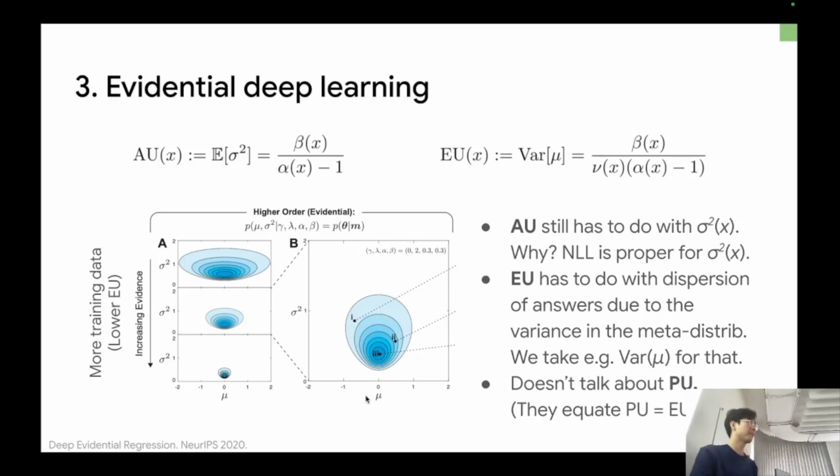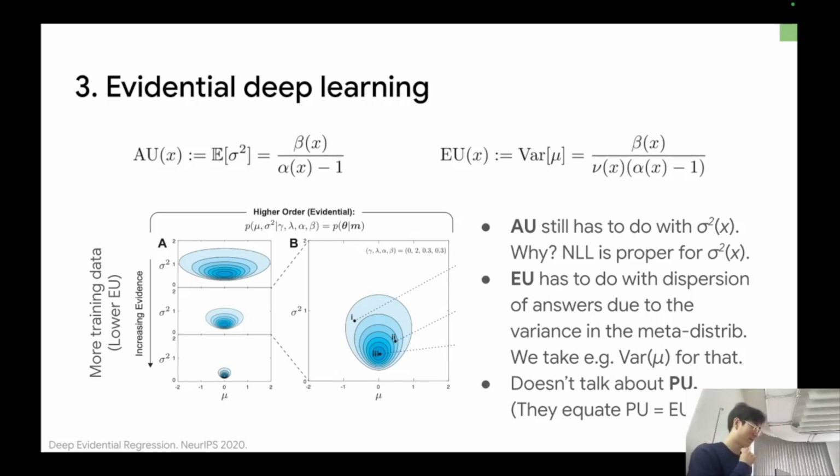meta distribution, and there are, I would say, different choices of epistemic uncertainty here. You can also measure the width of it or height of the distribution. In this case, you're just measuring the width of the distribution given by the variance of mu and marginalizing the sigma square, which also makes sense. And this is given by this formulation here. In this particular paper, they don't really talk about predictive uncertainty. They just assume that predictive uncertainty is given by the epistemic uncertainty.